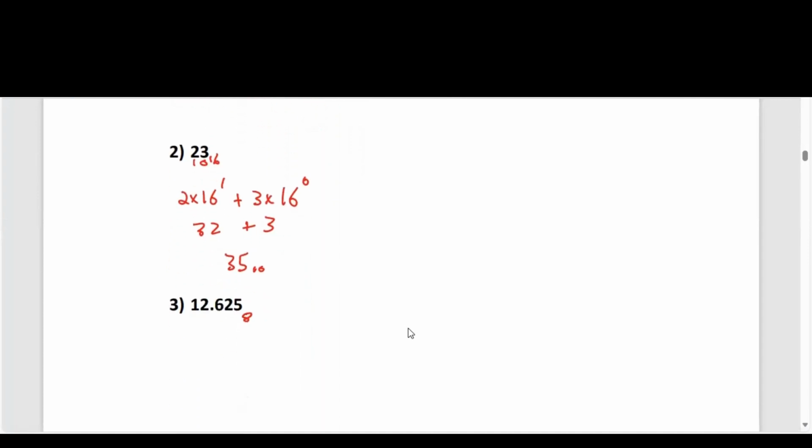This weird looking thing, same idea. Just don't make the mistake with the decimal point, right? So this will be 0 and 1 here. And then this will be -1, -2, and -3. So it will be 1 by 8 to the power 1 plus 2 by 8 to the power 0 plus 6 by 8 to the power -1 plus 2 by 8 to the power -2 plus 5 by 8 to the power -3.